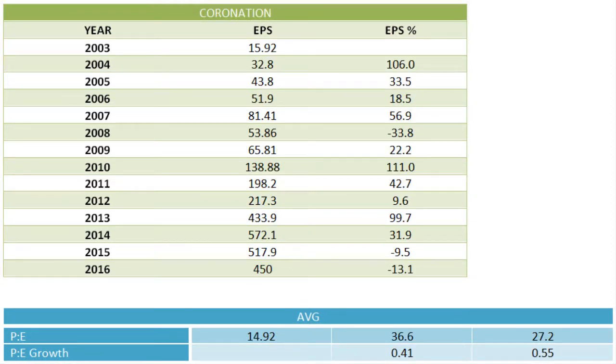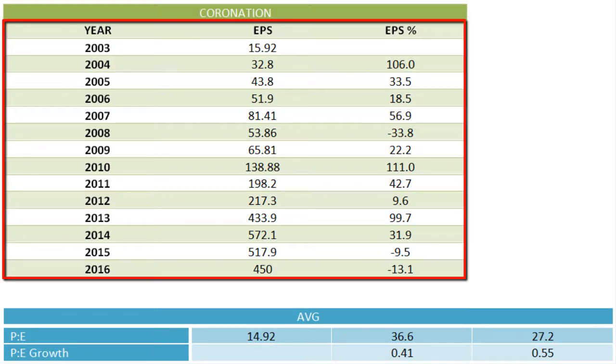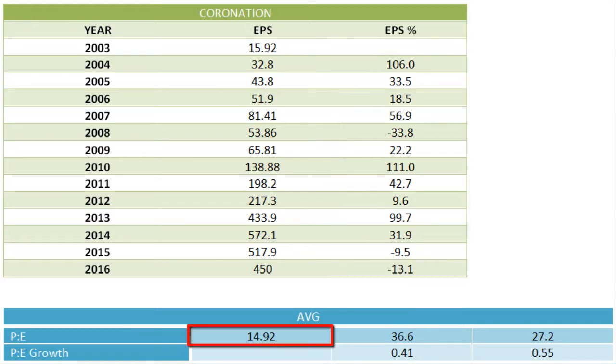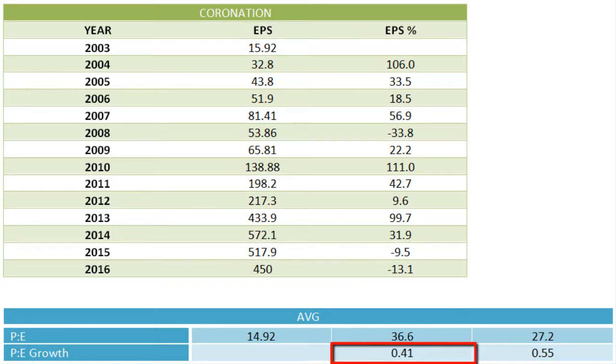Now let's look at Coronation. Now, Coronation is a fund manager. They are the second largest fund manager in South Africa. And here we've got figures for them again from 2003 to 2016. And they have an average growth in their earnings per share of 36.6% over that entire period. The PE ratio is only 14.92. So this company has a PE growth ratio at a very low 0.41, and that indicates that it's actually cheap at this price, at current prices.